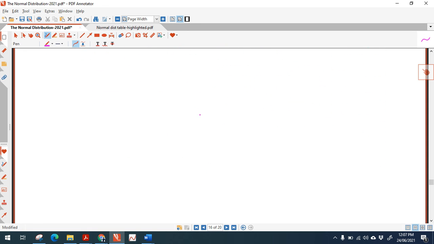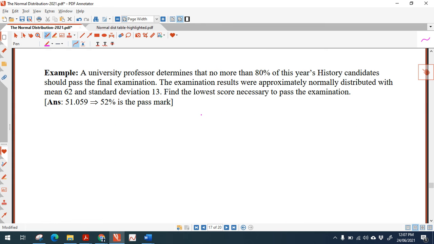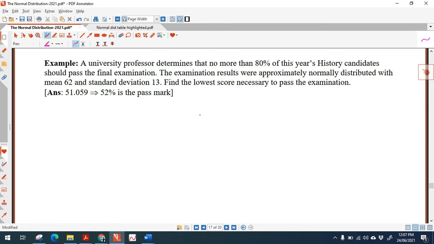Now, copy that down and we'll do one more question. This is a new one I've added, so this won't be on your notes. What do we have here? We've got a university professor determines that no more than 80% of this year's history candidates should pass the final examination.